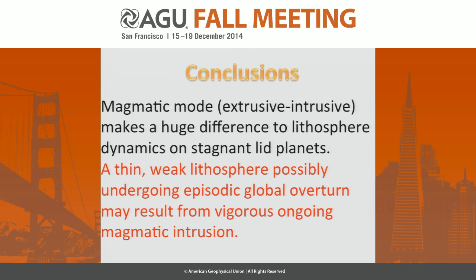So the basic conclusion is that a thin, weak lithosphere possibly undergoing episodic global overturn may result from vigorous ongoing magmatic intrusion.